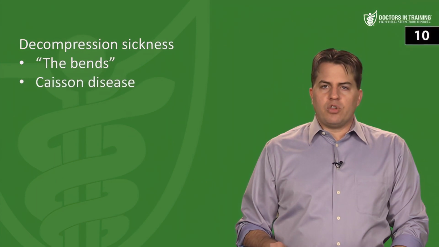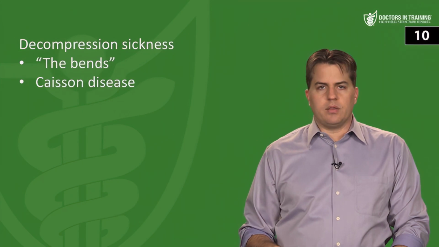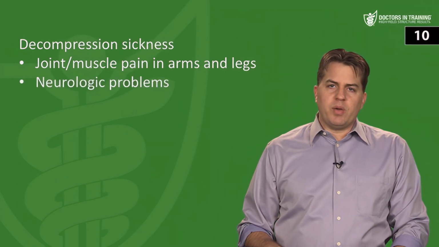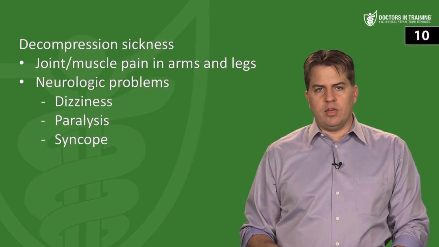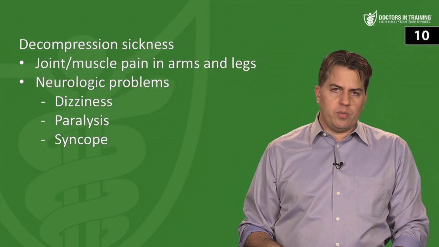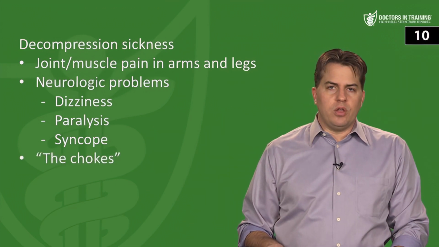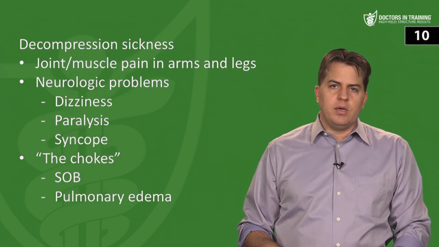Then the next question in your study guide is, what are the symptoms of decompression sickness, or the bends? The symptoms include pain in the joints and muscles of the arms and legs, neurologic problems in about 5 to 10% of patients, such as dizziness, paralysis, or syncope. About 2% of patients get something called the chokes. This is where bubbles occlude the lung capillaries, resulting in shortness of breath, pulmonary edema, and possibly death. So that's what decompression sickness looks like.